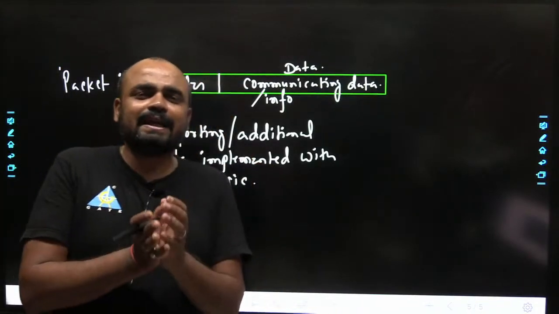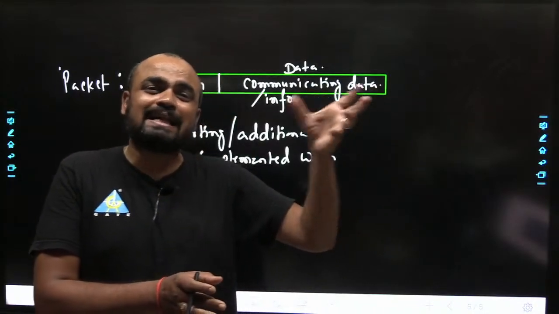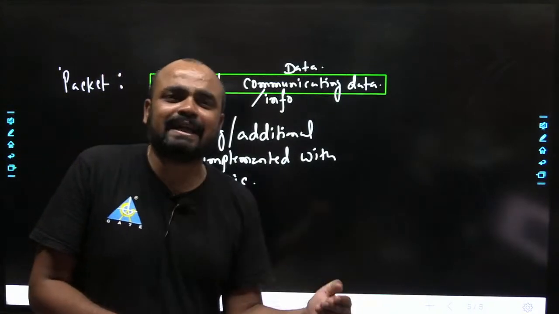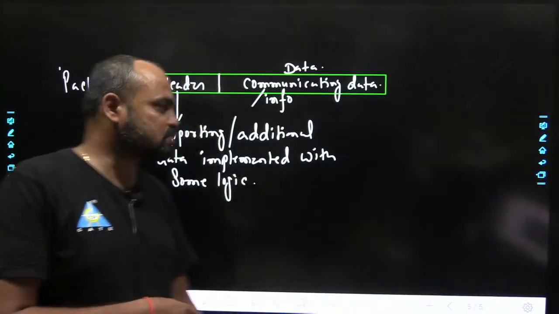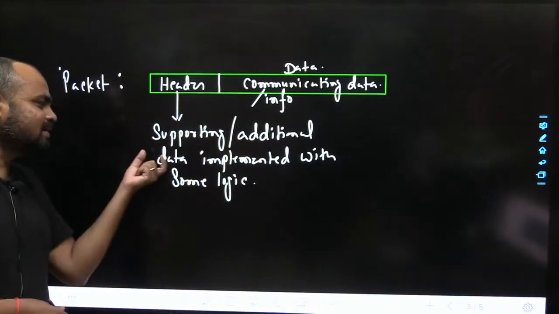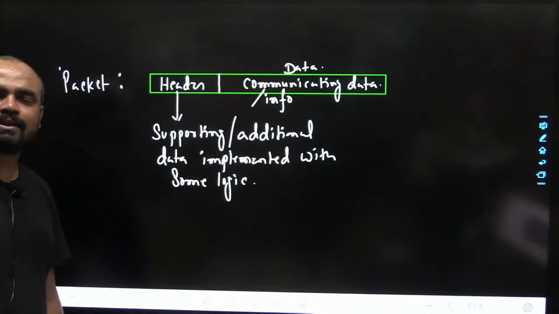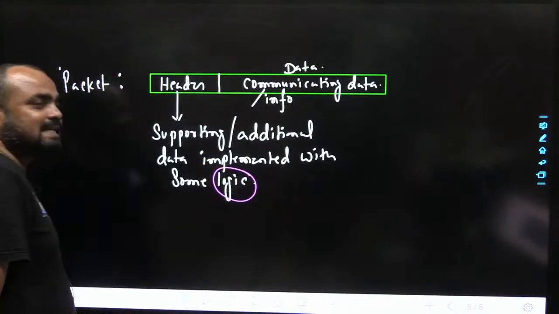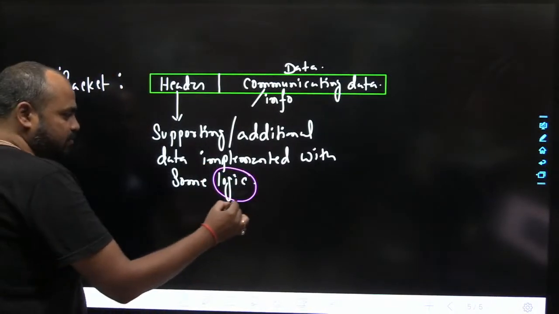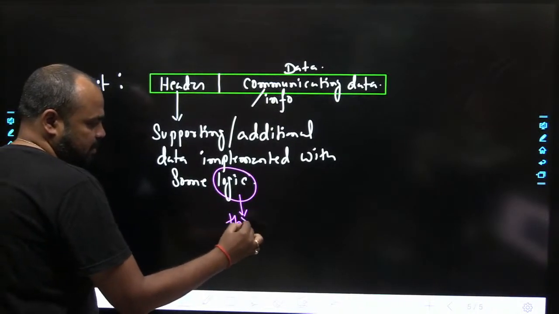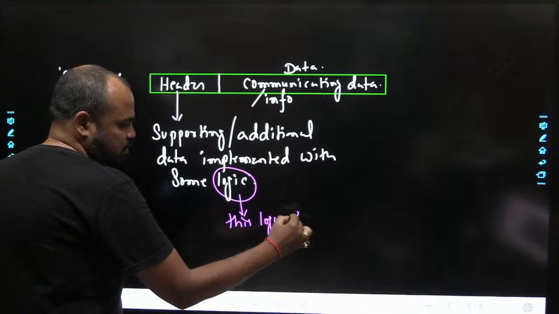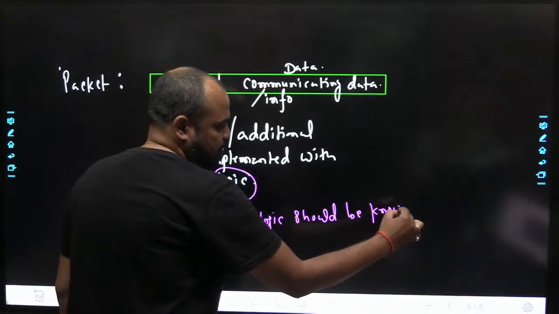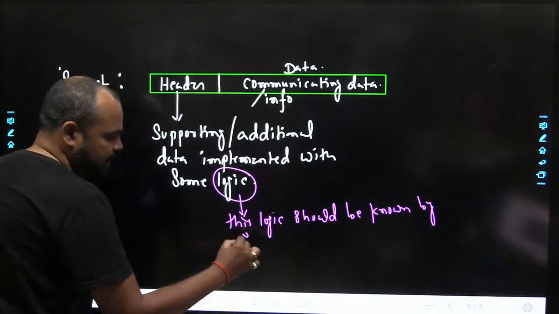Since the communicating data cannot travel alone, it requires some additional bits. And those bits should be implemented with some logic. That is called the supporting or additional data implemented with some logic. And this logic should be known by each and every node in the network, known by every node inside the network.